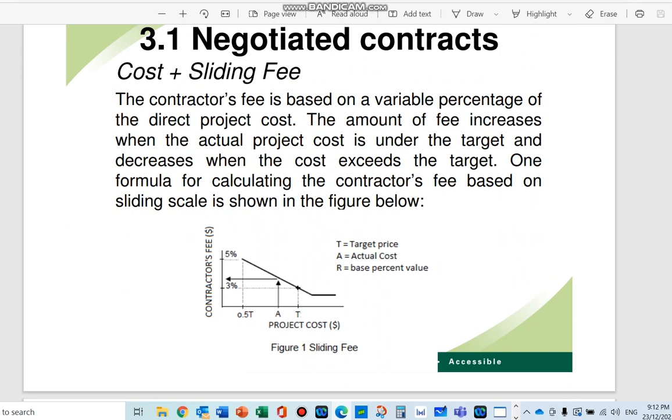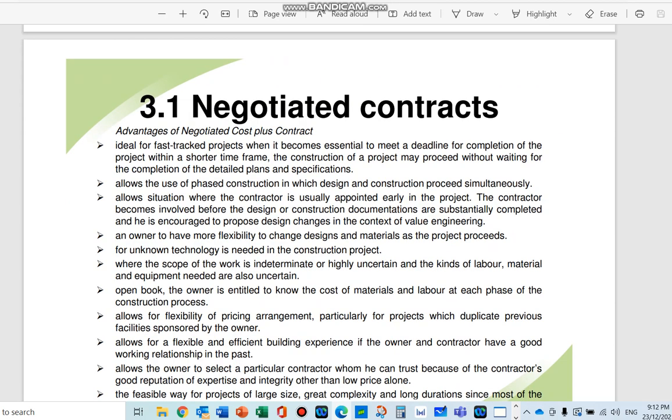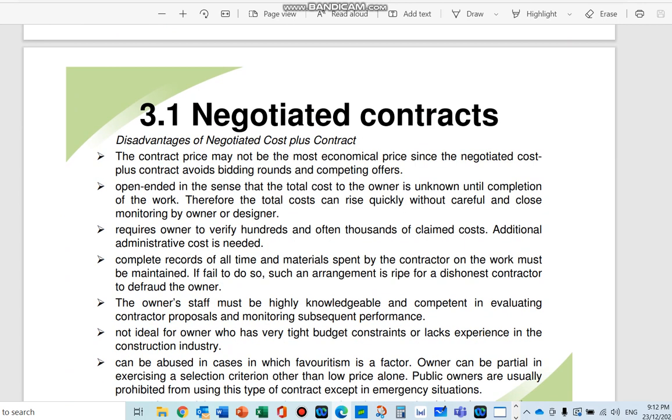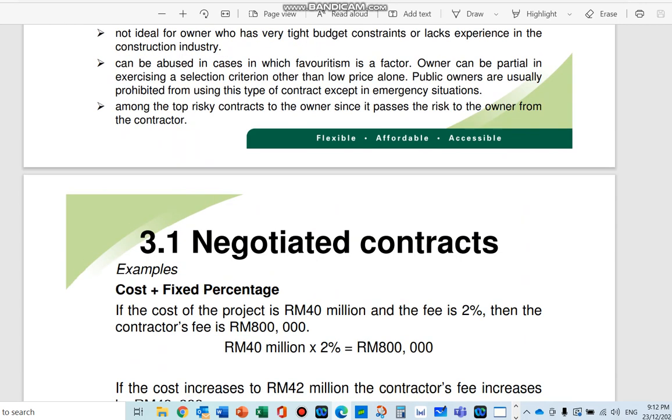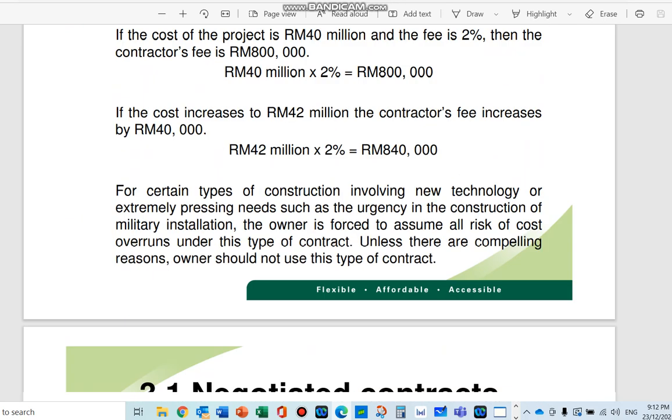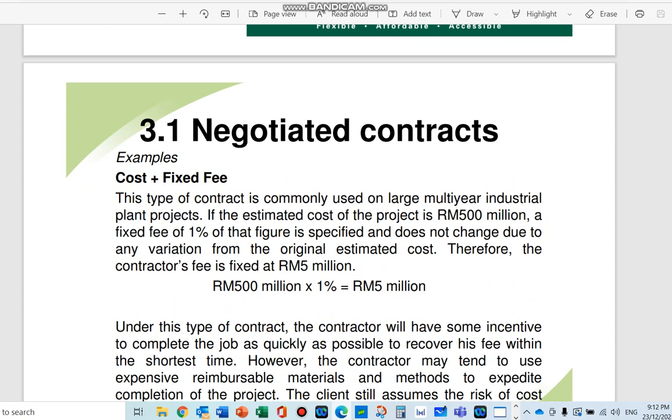So there is the actual cost and the target cost, and from the actual cost, you have these sliding fees going down. As long as you drop to that target, you get to save more, and then they will do more profit sharing. So these will be the advantages of a cost plus contract, with some calculations here that you can look at as well.